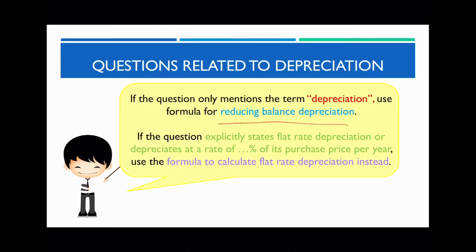However, if the question explicitly says flat rate depreciation, or if the question says it depreciates at a certain percentage of its purchase price, meaning it's only dependent on its purchase price, that means it goes down by the same amount each time. So this is going to be flat rate depreciation. Just keep in mind these two dot points, so that you understand whether you're using the reducing balance formula or the flat rate depreciation formula instead.